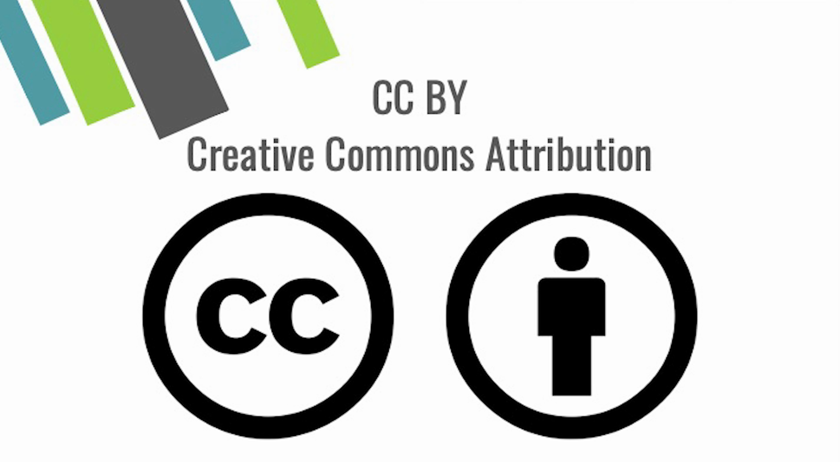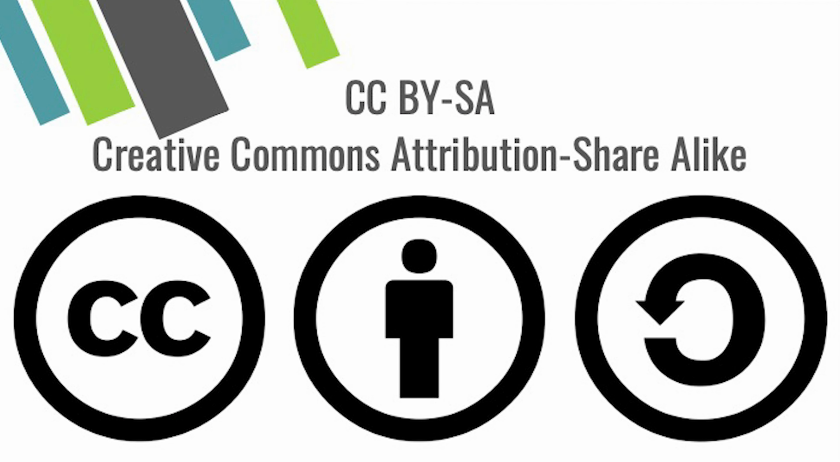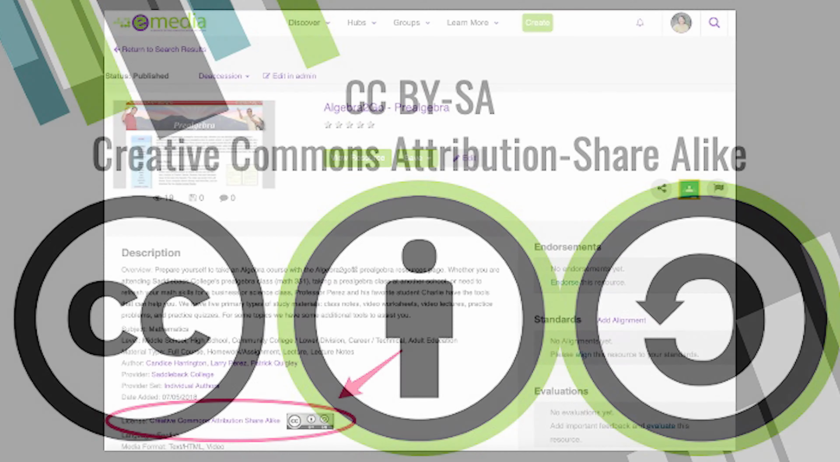The CC Attribution License allows you to reuse, distribute, remix, adapt, and build upon the resource, and even use it commercially, as long as attribution is given to the creator. The CC Attribution Share Alike license is the same as the attribution license, except that it also requires you to license any derivatives you create under identical terms. In other words, you have to allow others to reuse your new resource as well.